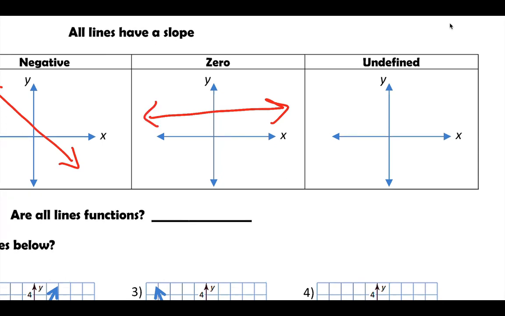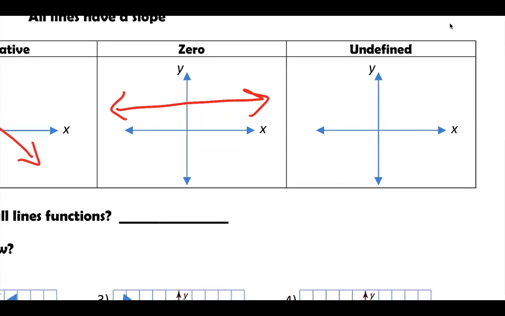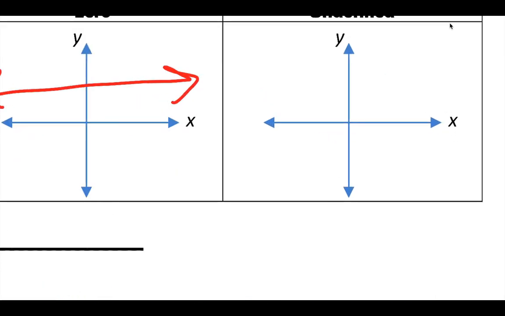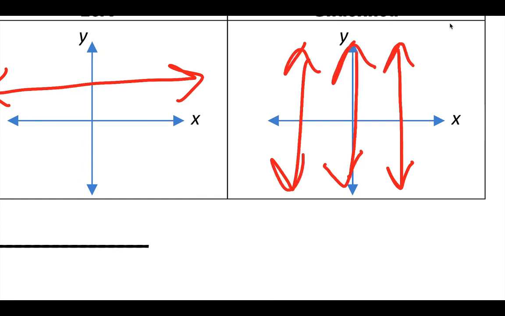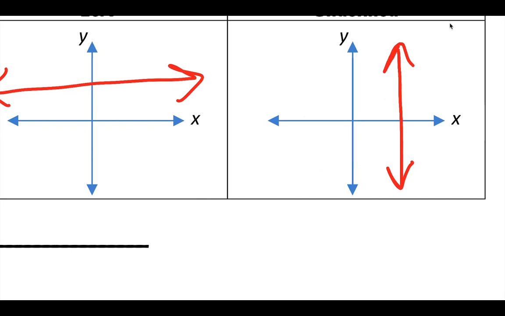And then lastly, undefined is the one that goes straight up and down. And again, this can be anywhere on your graph. But these go straight up and down, undefined. There is no slope.